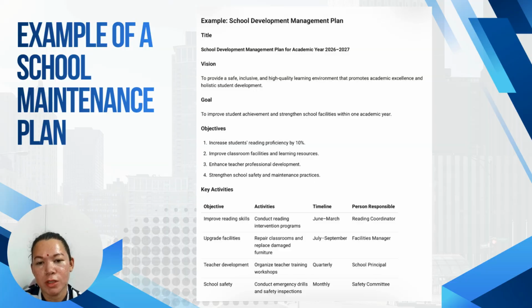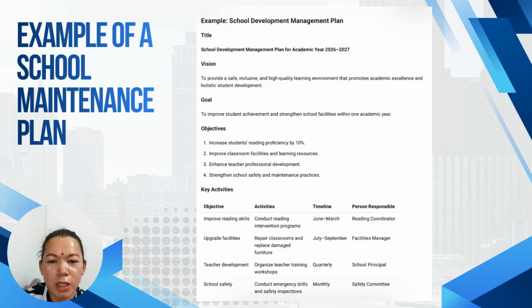The example also has four objectives: to increase students' reading proficiency by 10%, improve classroom facilities and learning resources, enhance teacher professional development, and the last, number four, strengthen school facility and maintenance practices. You also have there, let's move this one. Okay, key activities. So you have your objectives, and you have the activities.